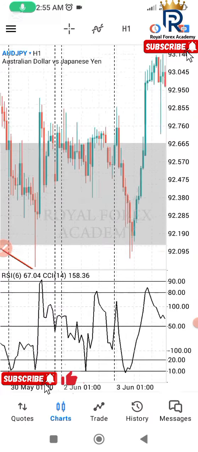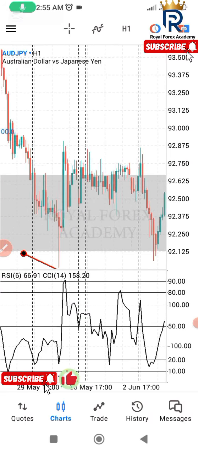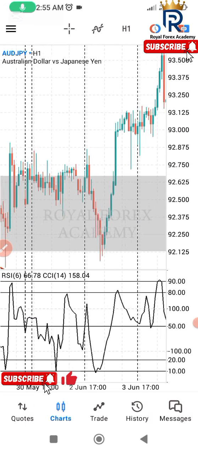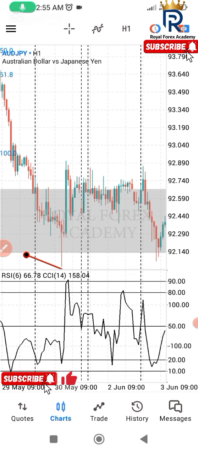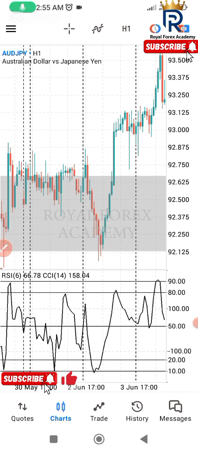So this is our 1 hour time frame, and then here we are. You can see price return into this zone. Now you need to train your eye to identify this. What you are seeing here is a divergence. How tiny it is, a divergence. It will only take a trained eye to be able to identify that.